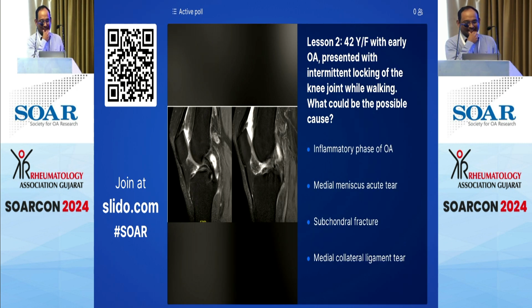Okay. So the next case is a quite young female with early osteoarthritis who presented with intermittent locking of the knee joint while walking. She has felt this over a couple of weeks while doing a morning walk. Then she came to the doctor complaining, and the doctor examined and found that yes, there was this locking. So is this locking because of some synovial proliferation which has happened in the inflammatory phase of the OA, whether there is a meniscal acute tear, or this is a subchondral fracture, again medial collateral ligament tear?